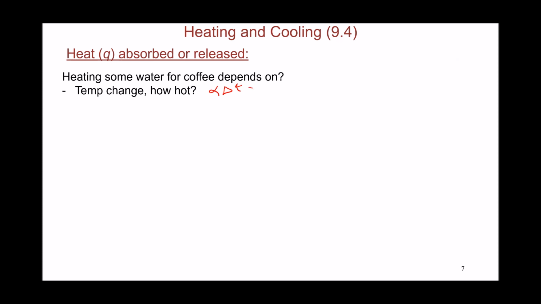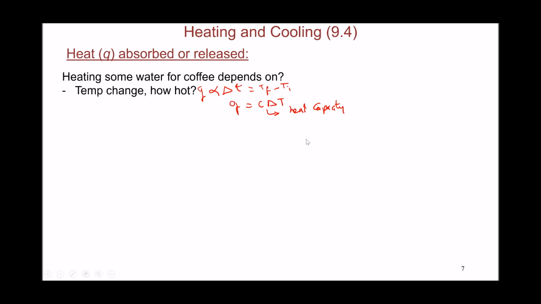That is the difference between the final temperature you want and the initial temperature you start with. So the amount of heat needed, as we said, is proportional to the change in temperature. It equals a constant times the change in temperature. That constant here is called the heat capacity.